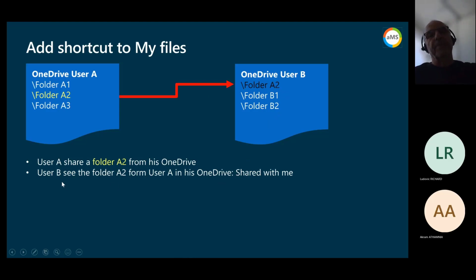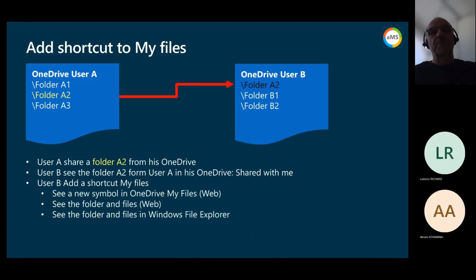It means if you press the button sync, it appends in your shared with me files. And it also implements a shortcut in my files, a new symbol of OneDrive my files in the web. You see the folders and files in the web, and also in Windows File Explorer. But if we take it from a library, it's not a separate library, it's in your OneDrive for Business. Sometimes a little bit confusing.